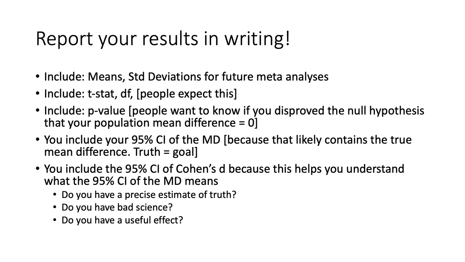Include your 95% confidence interval of the mean difference because this likely contains the true value we seek. This is truth. And then also include your 95% confidence interval of Cohen's d. This is for you, to help you interpret what you found. Do you have a precise estimate of truth? Did you have bad science? Do you have a useful effect? All these are questions you can answer with the 95% CI of Cohen's d.